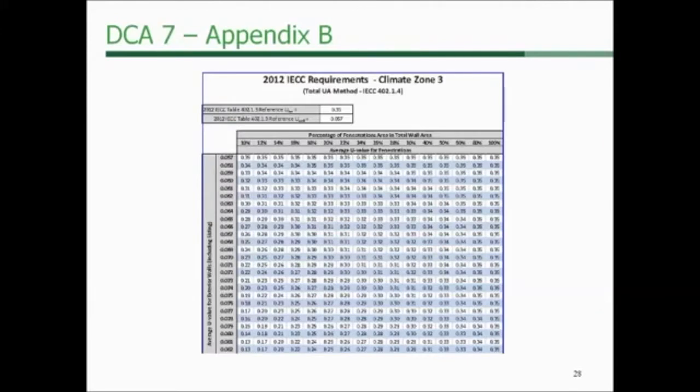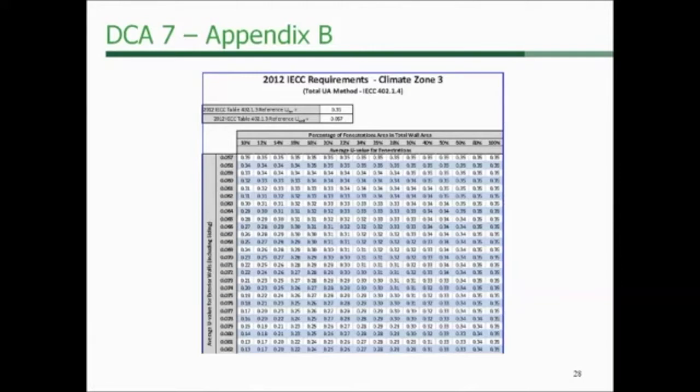So moving on to Appendix B in DCA 7. These are where you have that trade-off between walls and fenestration values. This is climate zone 3, because there's a table for each climate zone, and it lists right at the top what reference values it's assuming. These are pulled right out of the U-factor table. So again, 0.35 for windows, 0.057 for walls, just like we did in our example.